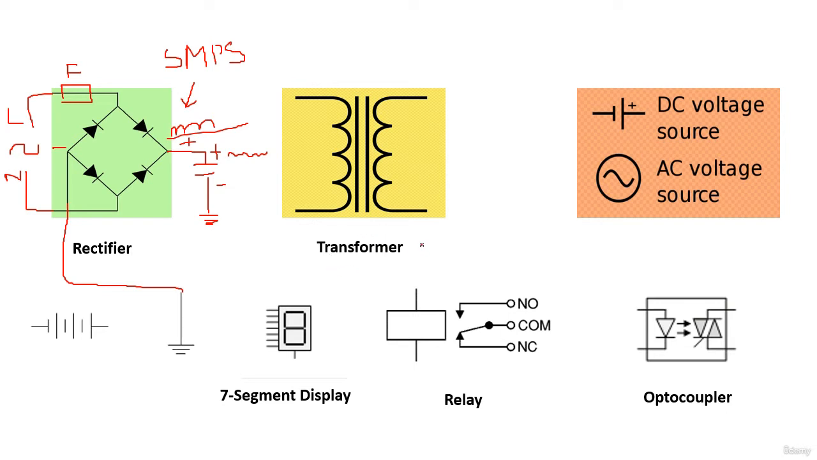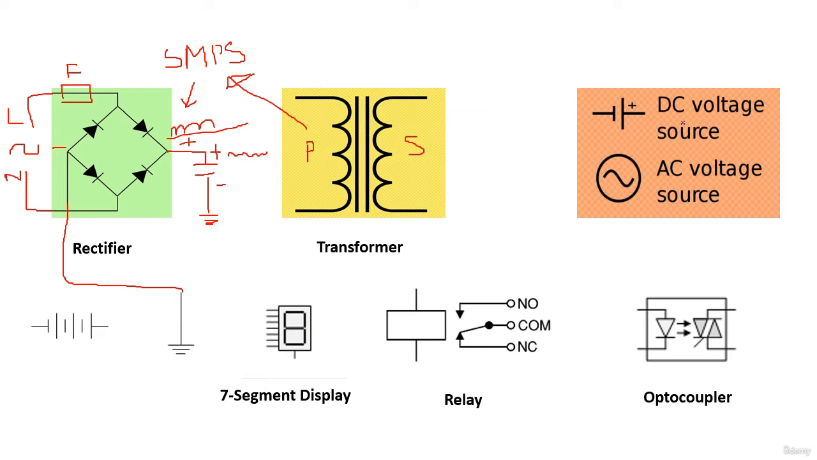Here this is the transformer. Also we find this in the SMPS, the switching mode power supply. So this is a transformer. This is the P, the primary inductor, as you see, and this is the S, or secondary inductor. So this is the transformer and this is the rectifier.